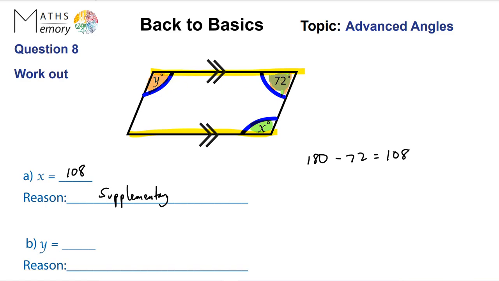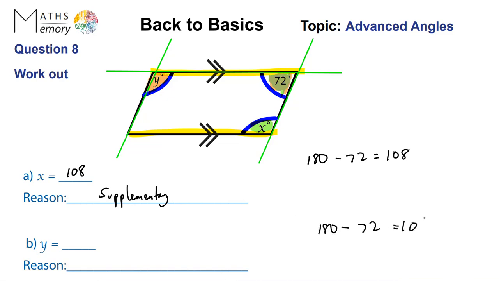If you were to extend this line, perhaps if I show you over here, extend that and this, you can see that quite clearly, and obviously tilt your head a bit. That would be the same thing as well. So this one over here would be 180 take away 72, and again that will give you 108. So angle Y is 108 again, and the same reason, supplementary, would give you the mark for that.